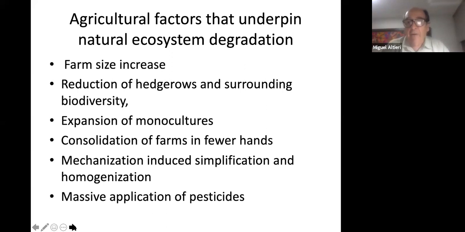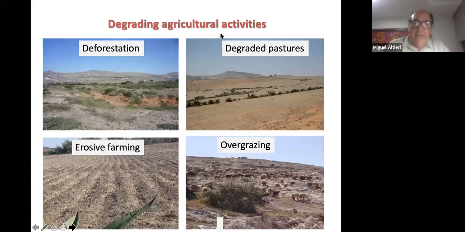And I don't know about Indonesia, but I know in Malaysia, there is a tremendous impact of the African palm oil plantations at the expense of natural ecosystems. So there are many degrading agricultural activities that degrade the landscapes, the agro-landscapes. Deforestation is one, degraded pastures, erosive farming, overgrazing. These are all forces that are at play. But there are also other forces like in Latin America, mining, for example, coming to the rural areas, and also plantations of pines and eucalyptus and so on, which is also contributing to ecosystem degradation.